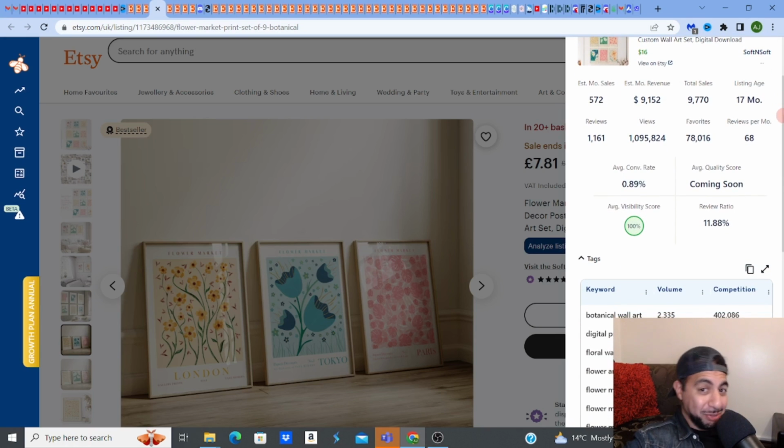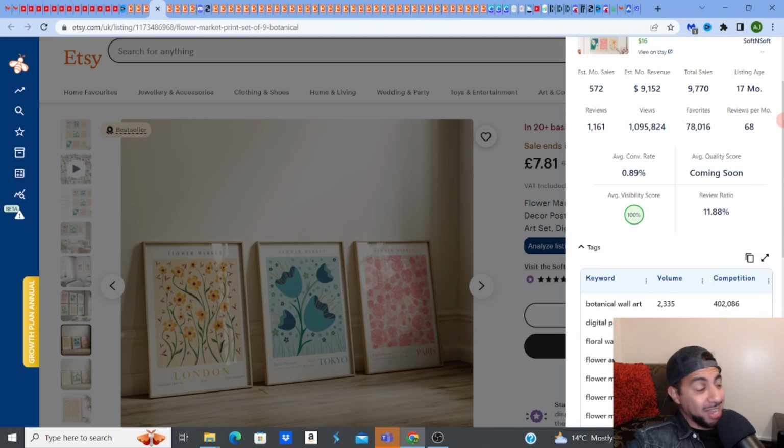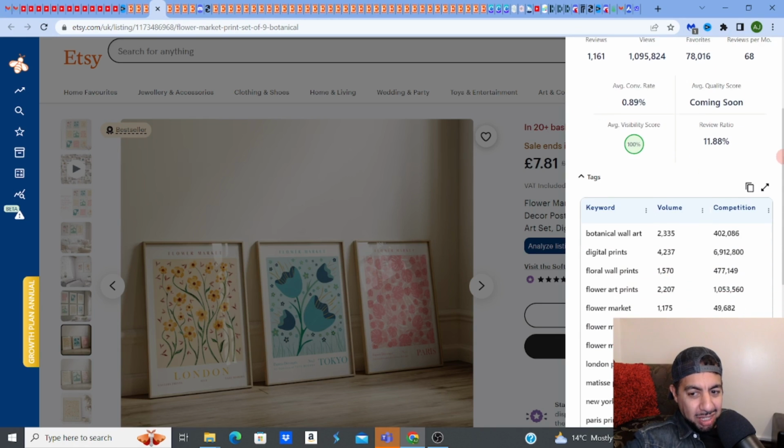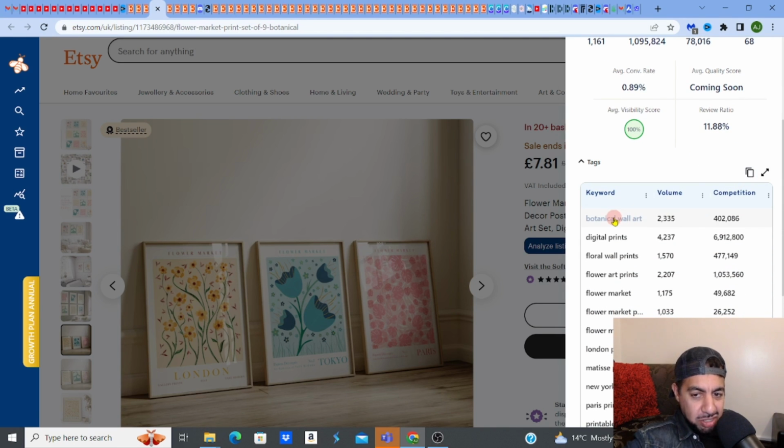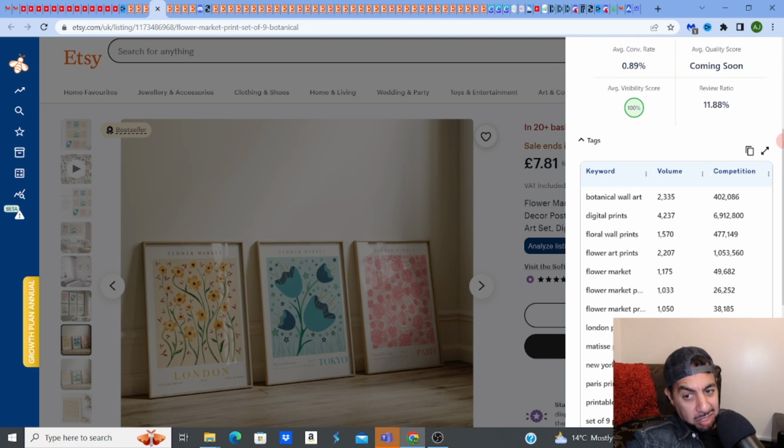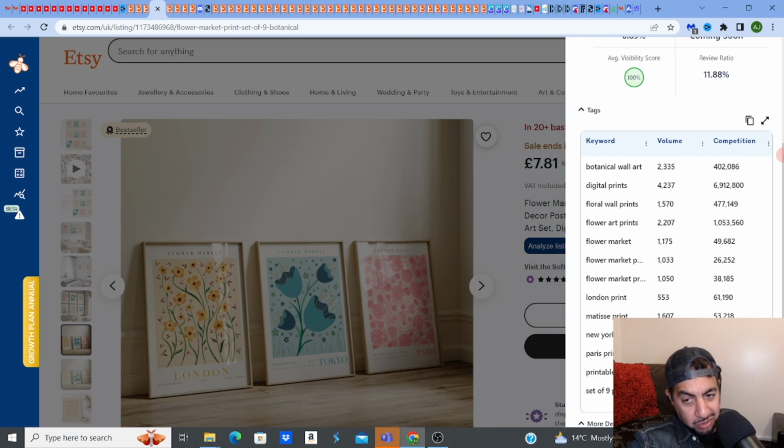Now, the other thing I like about this SEO software is that I like to check and see. It's like looking through a window. Let's see what tags these guys are using. So these are the tags that this person who's selling fantastically well is using. And you can only get that with SEO software.